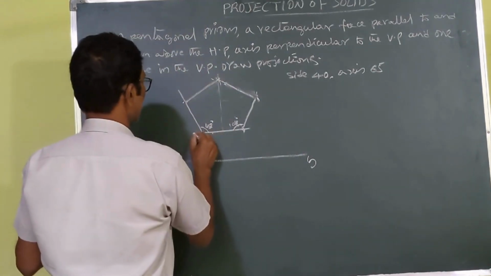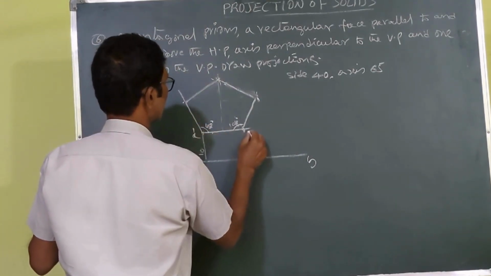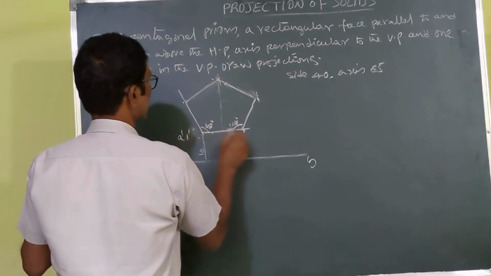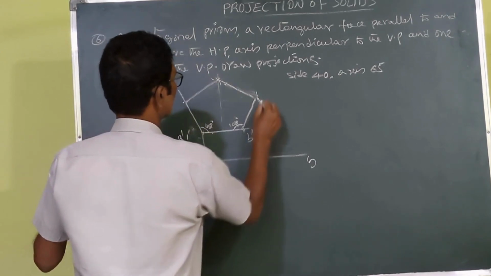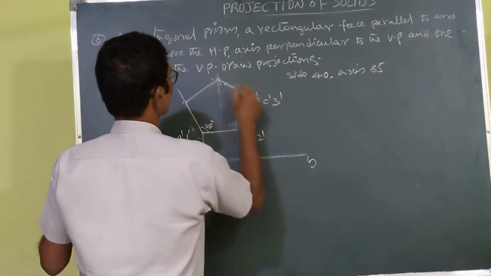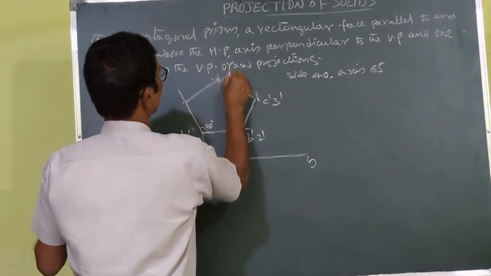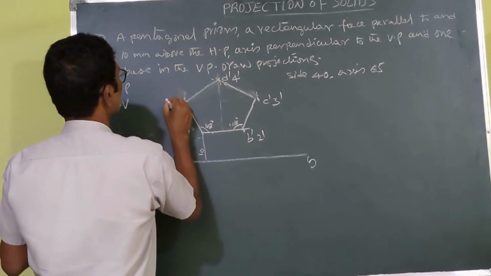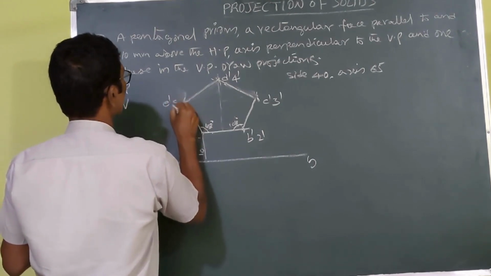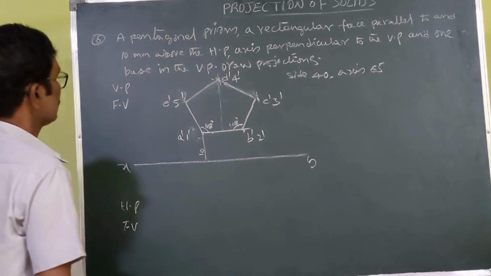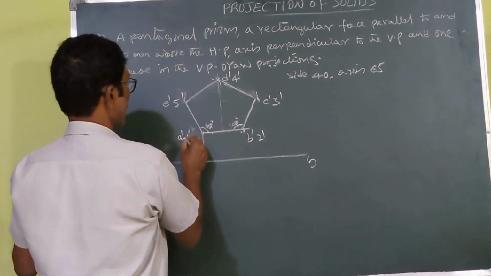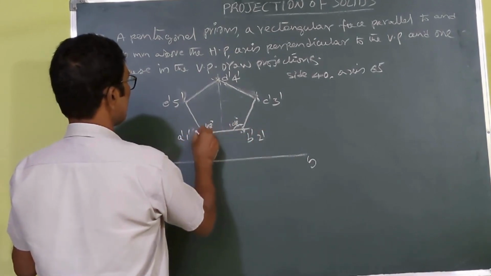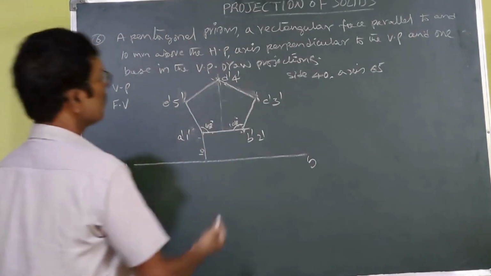Pentagon. So this is A dash, 1 dash, B dash, 2 dash, C dash, 3 dash, D dash, 4 dash, E dash, 5 dash. Okay, so this face A dash, B dash, 2 dash, 1 dash is parallel to HP. That you have to understand.